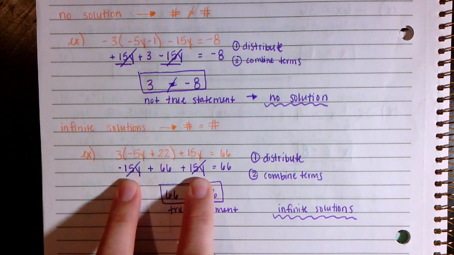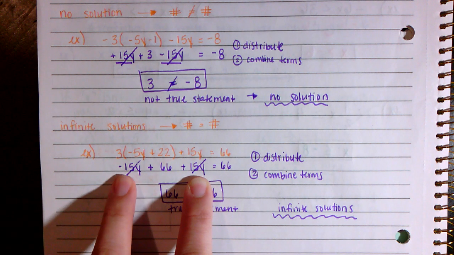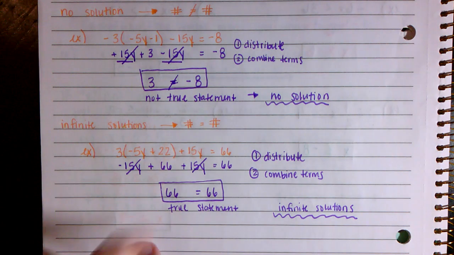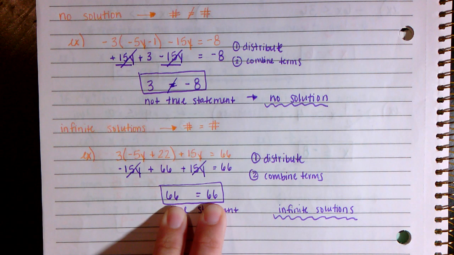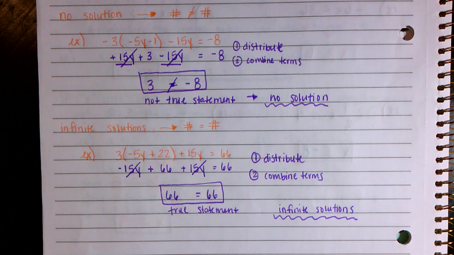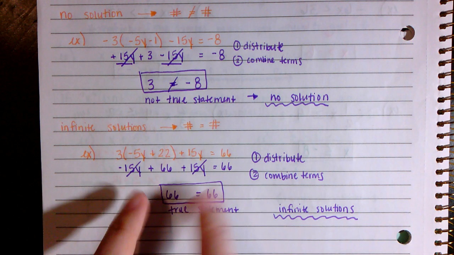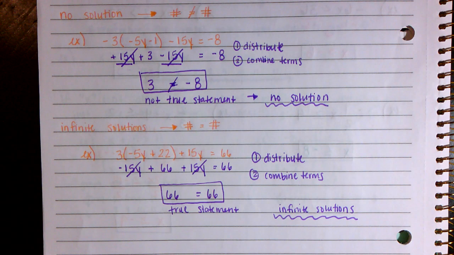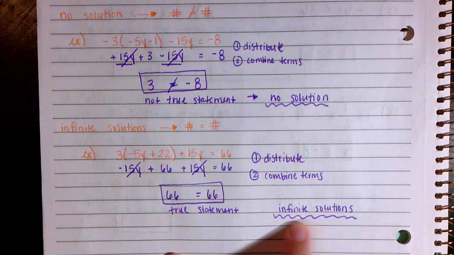Again, I'm seeing the same thing. I can combine these like terms, but if I look at the value, -15 and positive 15 just give me 0, which only leaves 66 equals 66, which is a true statement, which means no matter what number I plug in here, they'll end up canceling each other out. So I'll always end up with 66 equals 66. So there's infinite numbers I could plug in for these letters, which means there's infinite solutions.